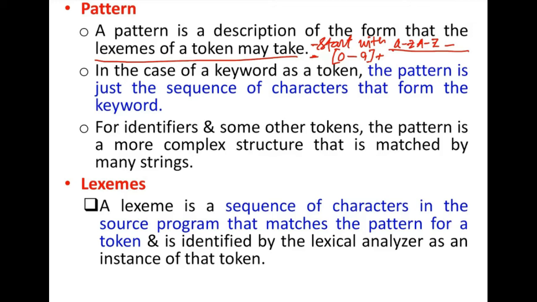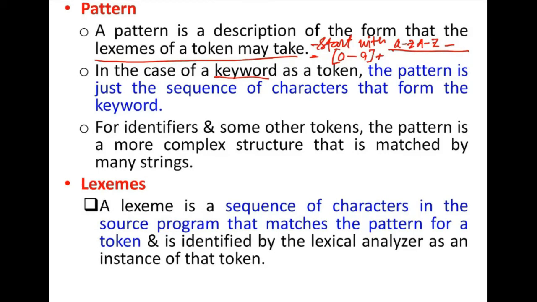In the case of a keyword as a token, the pattern is just the sequence of characters that form the keyword. For keywords, you don't need to write a detailed description of the pattern, because the sequences of characters are already defined. That is the reason they are called keywords. These sequences are reserved. For identifiers and some other tokens, the pattern is a more complex structure that is matched by many strings. I think you understand.